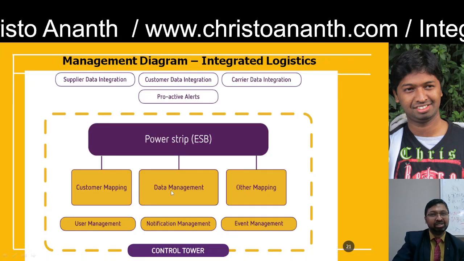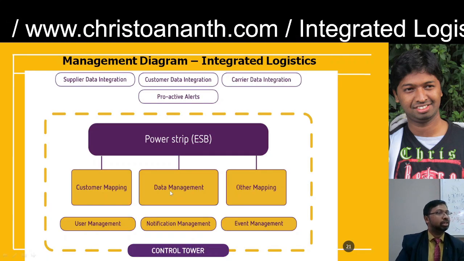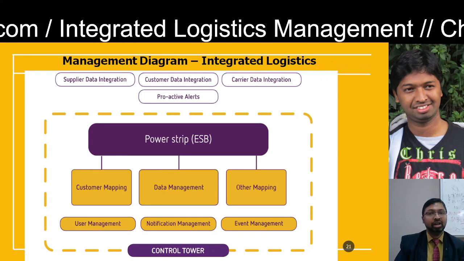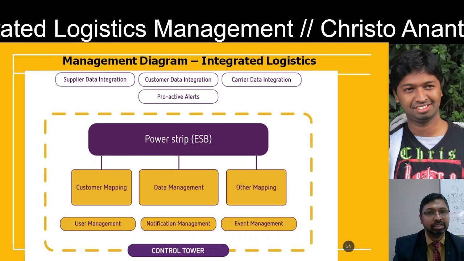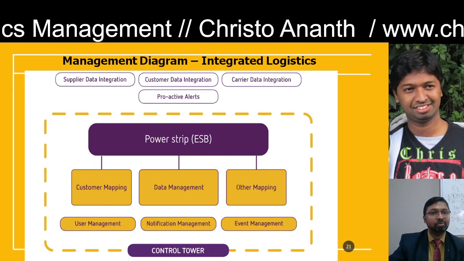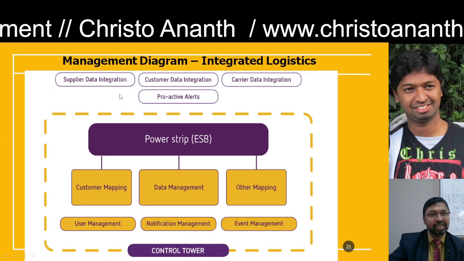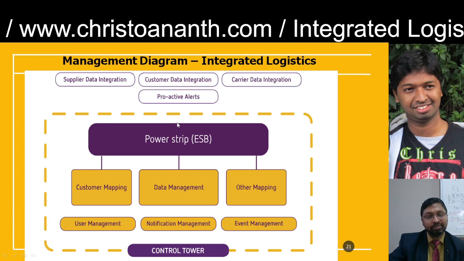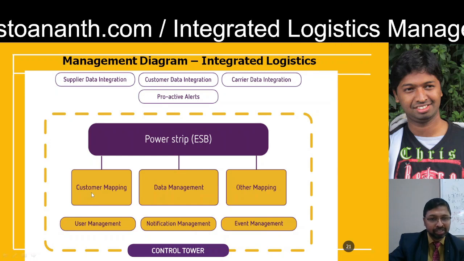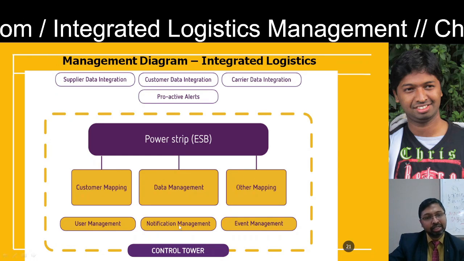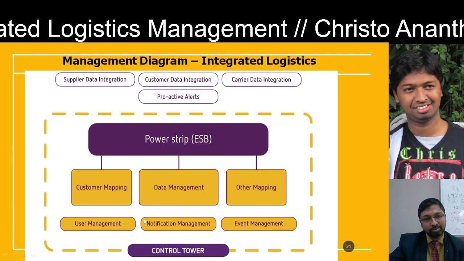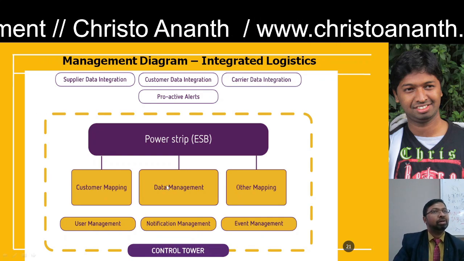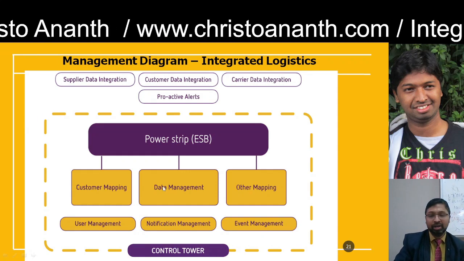Okay, so you can come out with the best decisions even. You can compare your performance. Okay, so you can enjoy much better analytics. Okay, so this is the management diagram. We'll have the supplier data integration, customer data integration, carrier data integration, and of course the alerts that are associated. Okay, so we'll have customer mapping, data management, other mapping procedures, especially with user management, notification, and event management. So we'll have the online application, and we'll have the event to drive the process.